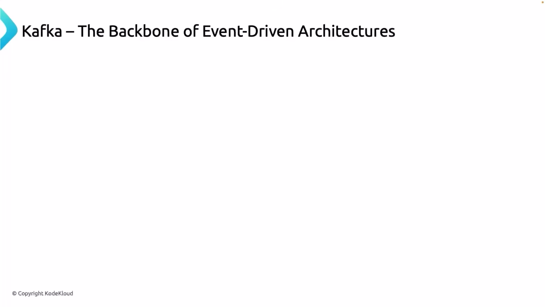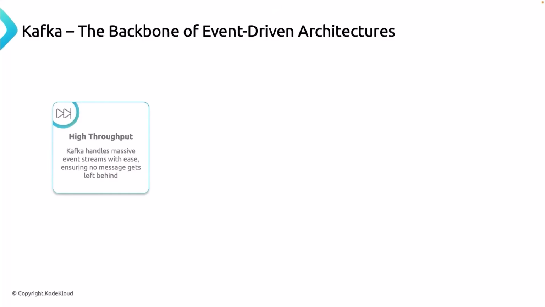Well, Kafka brings in some incredible strengths to the table. Let's dive into its key features one by one and see why it's such a game changer. First up, high throughput. Kafka is designed to handle massive event streams with ease, ensuring no messages get left behind. Whether you are dealing with thousands or millions of events per second, Kafka keeps the data flowing smoothly and efficiently.